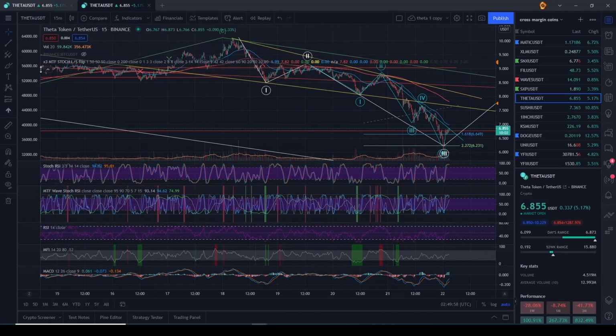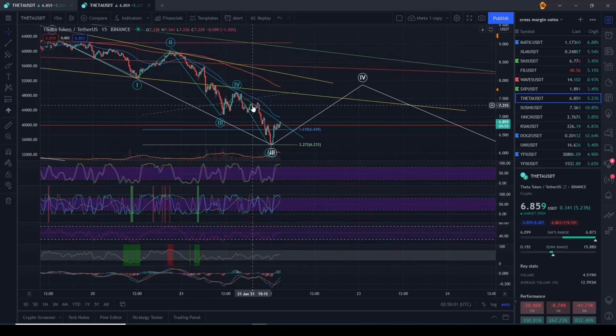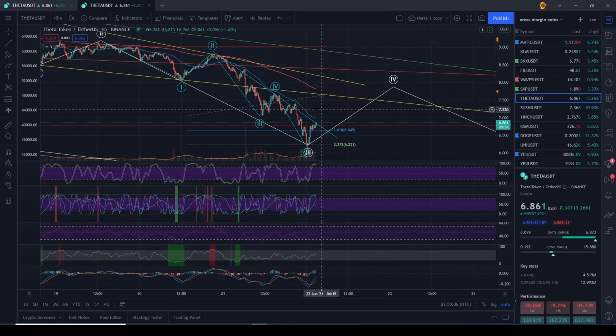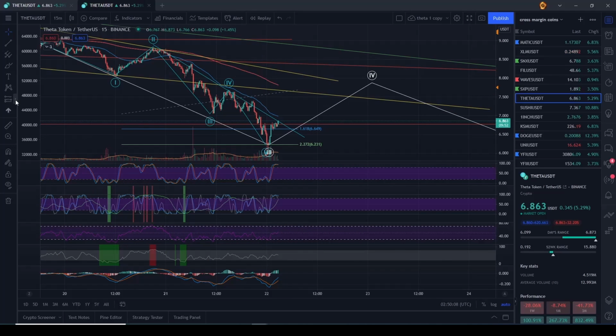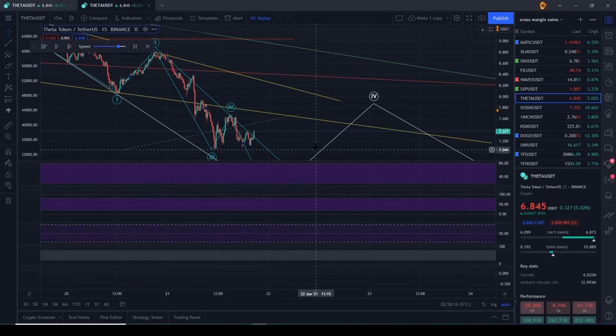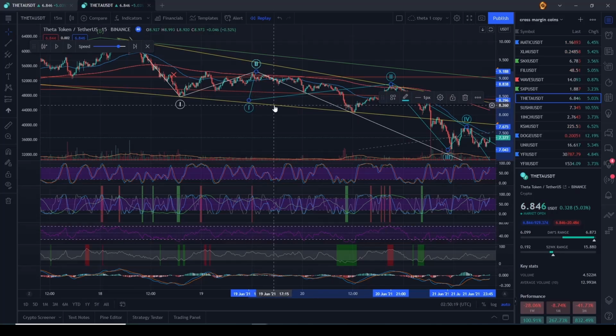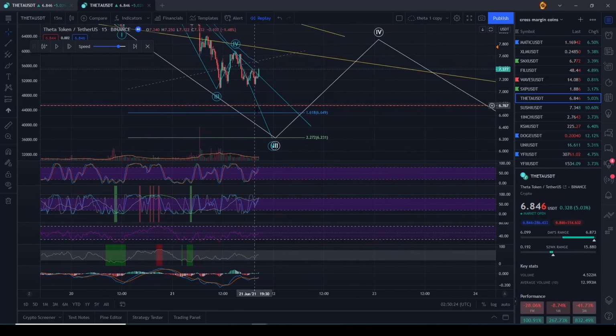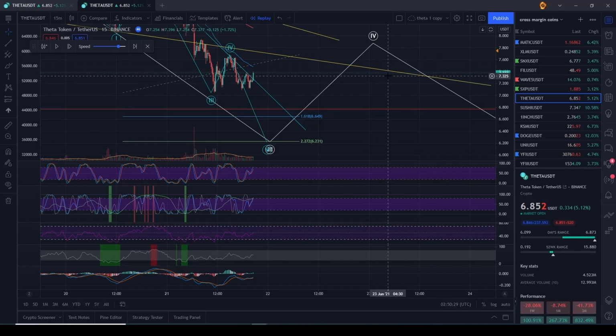So let us just take an example of something I posted earlier in the group. This is a theta long I posted a couple of hours ago. I think back then it was somewhere here. And I posted we're going to either bounce from here or there. Let me just show you quickly how to do these subwaves on lower time frames using it.